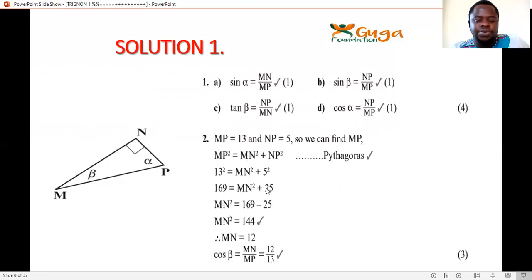You transfer this to the other side. So you will have 169 minus 25, and then MN squared is equal to 144. Then you get the square root. You will have MN is equal to 12. And then cos beta will be adjacent over hypotenuse, which is 12 over 13.